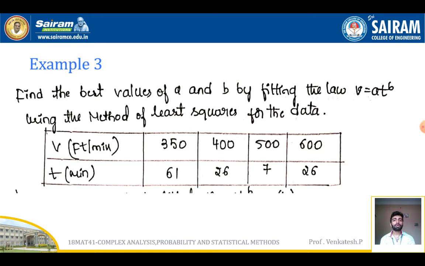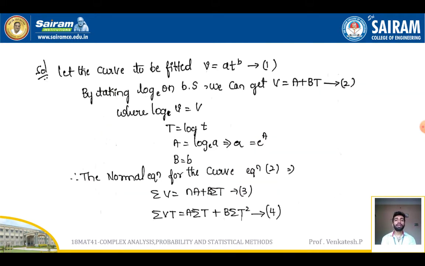Find the best values of a and b by fitting the law b is equal to a into t power b by using the method of least squares for the following data. In terms of feet per minute they have given, that is 350, 400, 500, 600. T is given like 61, 26, 7, 26. So now we have to fit the equation b is equal to a into t power b. So first thing is to frame the normal equations. So first I'm going to apply the log with base e on both sides of the above equation.